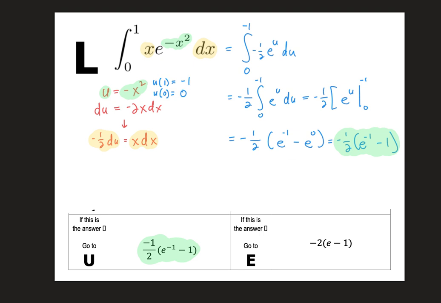Okay, so we could take this and then solve it for dx. So really just divide by negative 2x. So you'll get du over negative 2x equals dx.